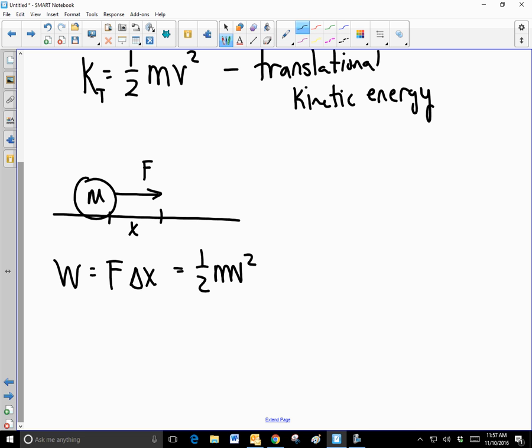So work doesn't have to just be giving something potential energy. It can also give something kinetic energy, or it can give something spring potential energy. Work is just giving it energy or taking it away. It doesn't say any specific type of energy. It could be all three.